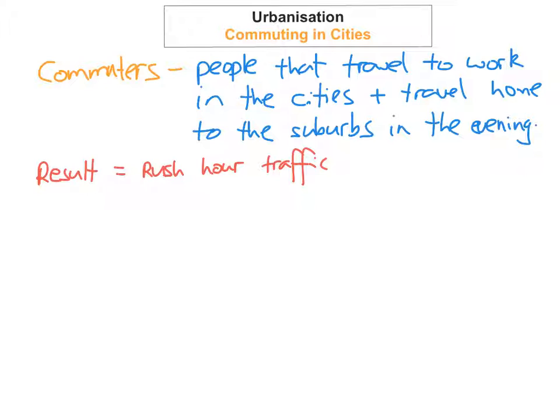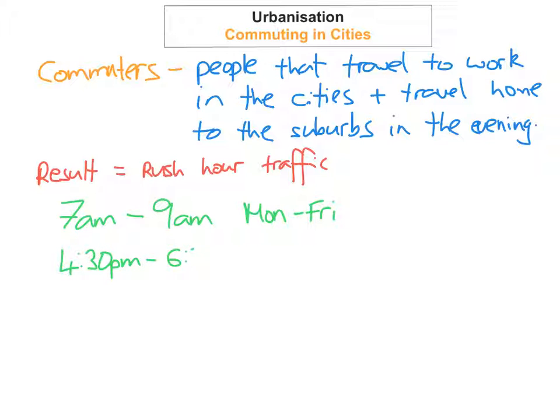And when does this actually happen? Well, in the morning it happens from 7 a.m. to 9 a.m. Monday to Friday, and then it happens from 4:30 p.m. to 6:30 p.m. Monday to Friday. So this is when you get rush hour traffic, with a lot of commuters in the morning coming from the suburbs, travelling into the city between the hours of 7 and 9 a.m. Monday to Friday. And then the same commuters travel back to the suburbs from 4:30 to 6:30 Monday to Friday.